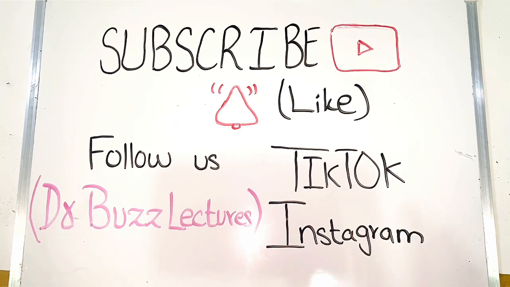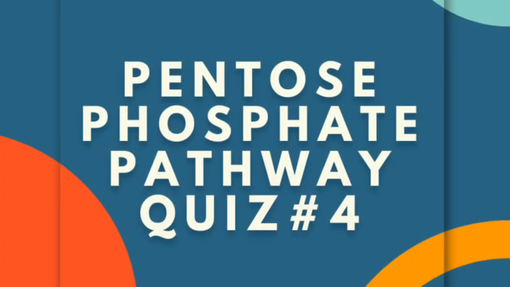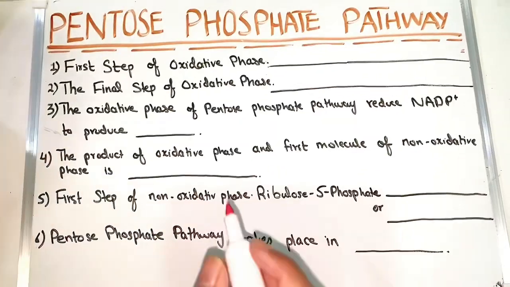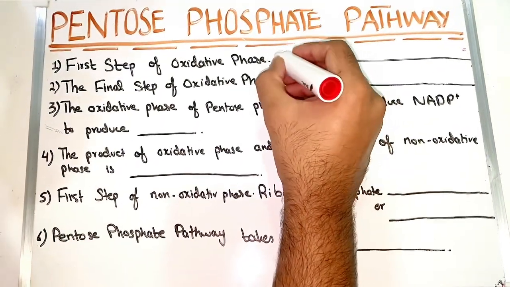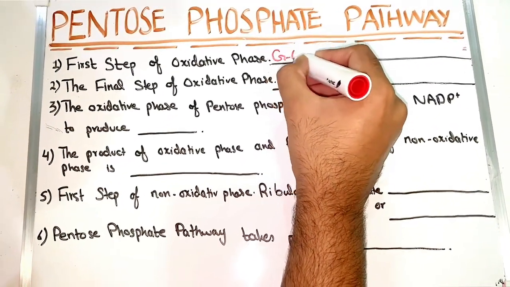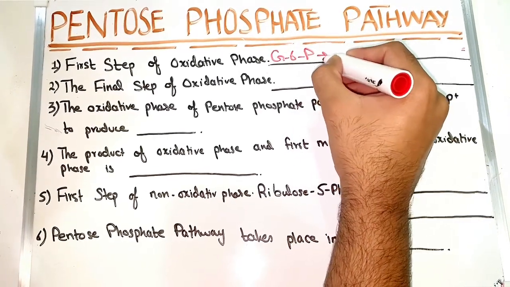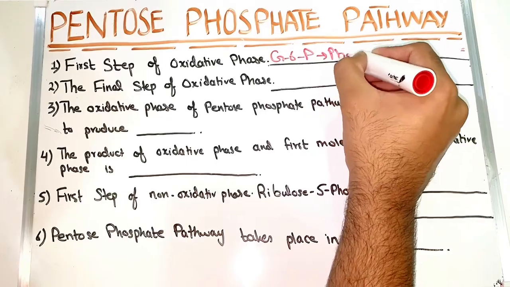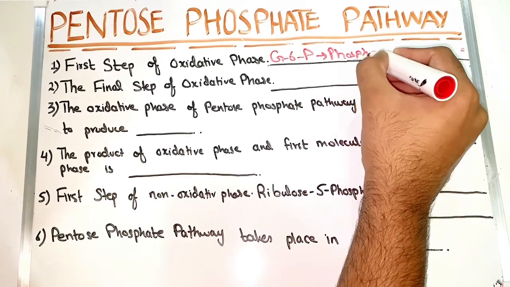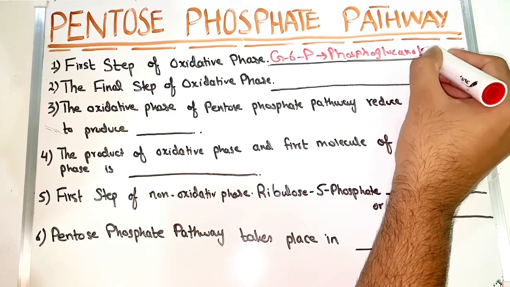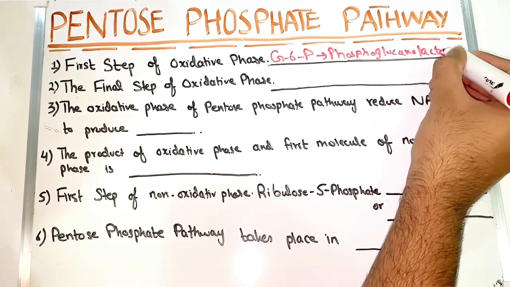Today's quiz is of pentose phosphate pathway. Let's go to the first question. The first question is the first step of the oxidative phase. As we know, there are two phases in the pentose phosphate pathway: oxidative and non-oxidative phase. In the oxidative phase, the first step is glucose 6-phosphate is converted into phosphogluconolactone.